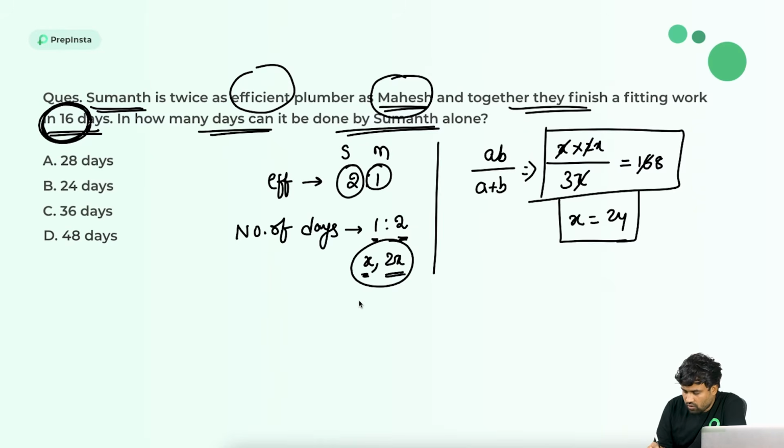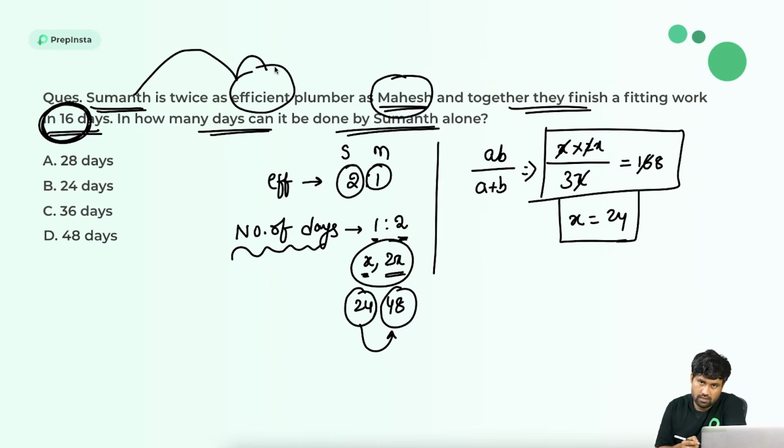So if the x value is 24, the 2x value will be 48. So the number of days taken by Suman is 24, and the number of days taken by Mahesh is 48. Double the time. Why? Because Sumant is double efficient. So just look at what question they have given: in how many days can it be done by Sumant alone? Sumant alone means 24 days. So option B is correct.